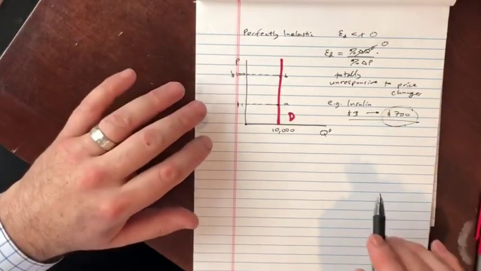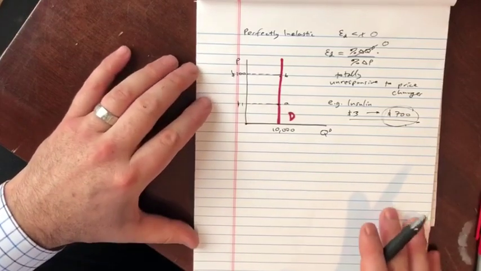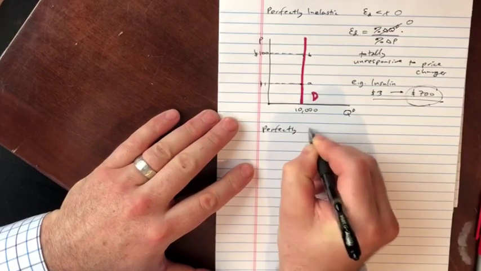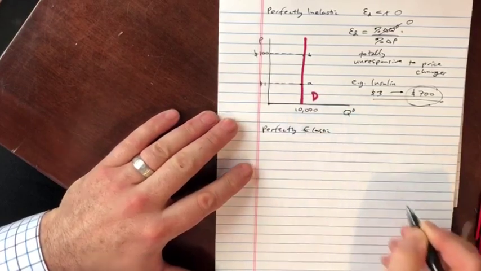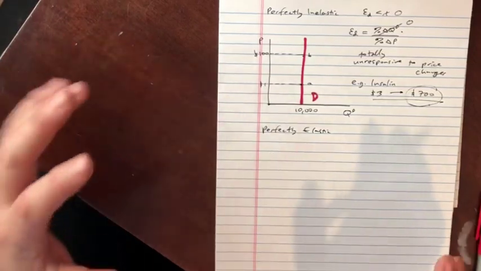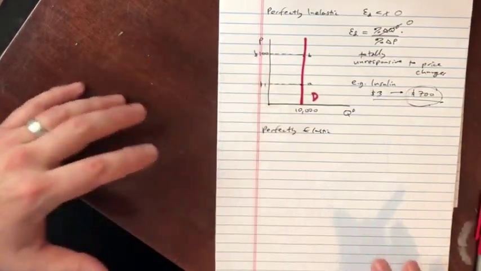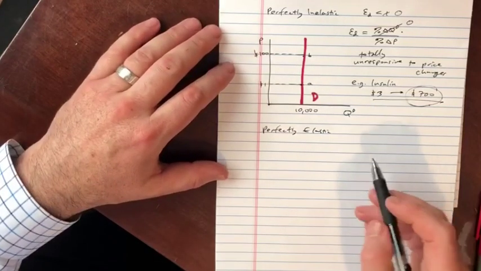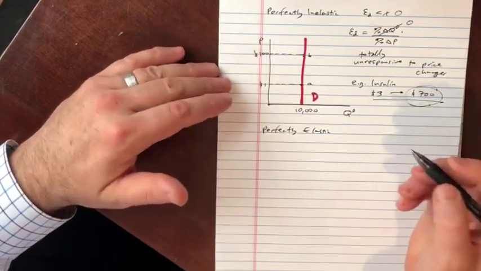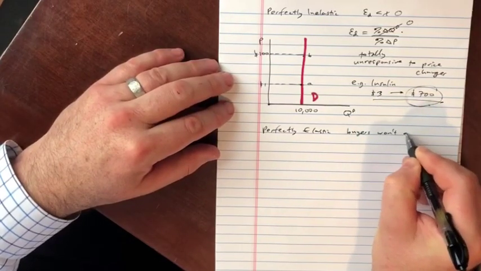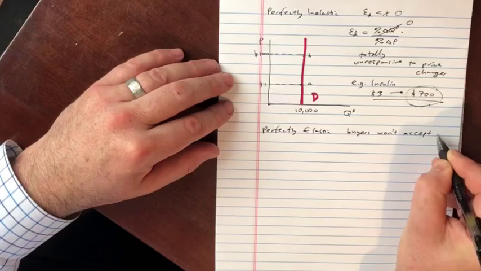So perfectly inelastic. All right, on the other hand, we have perfectly elastic. All right, and perfectly elastic is different. This is a little bit harder to visualize. This means it's the most responsive that you can get, right? So think of it this way: the consumer, the buyer, won't accept any price increase.